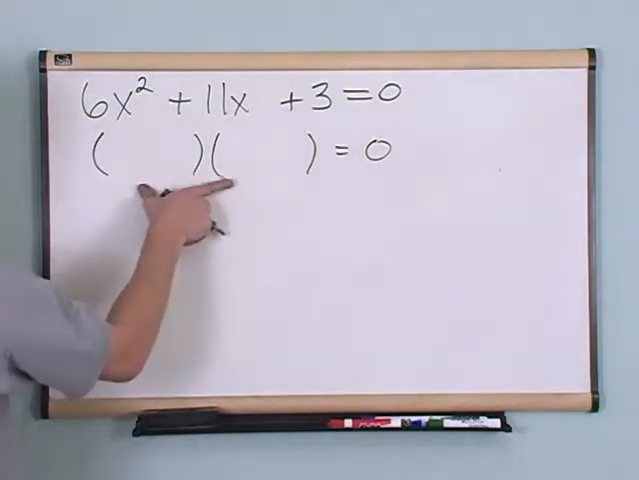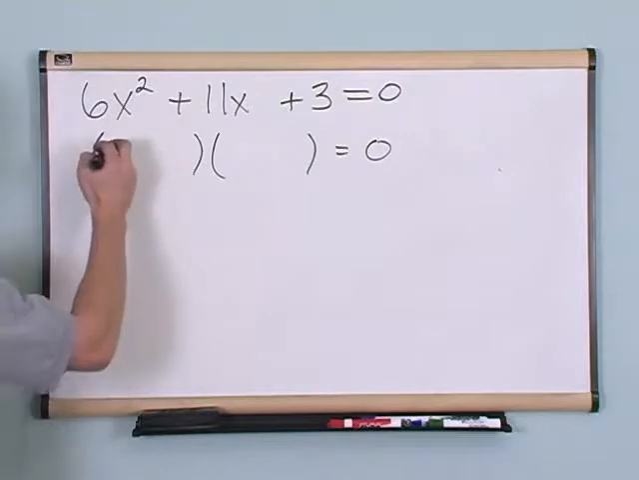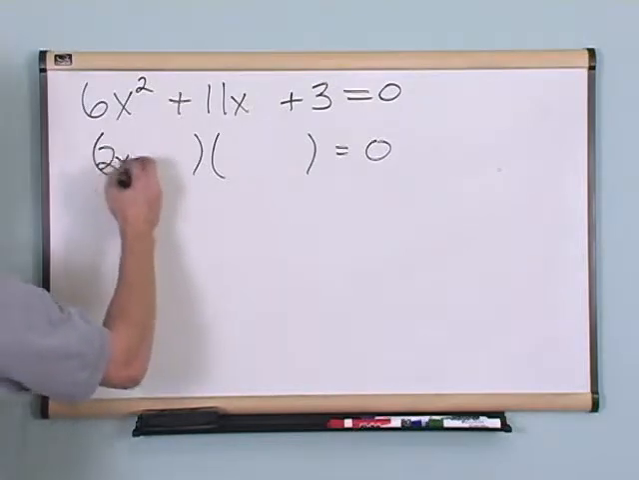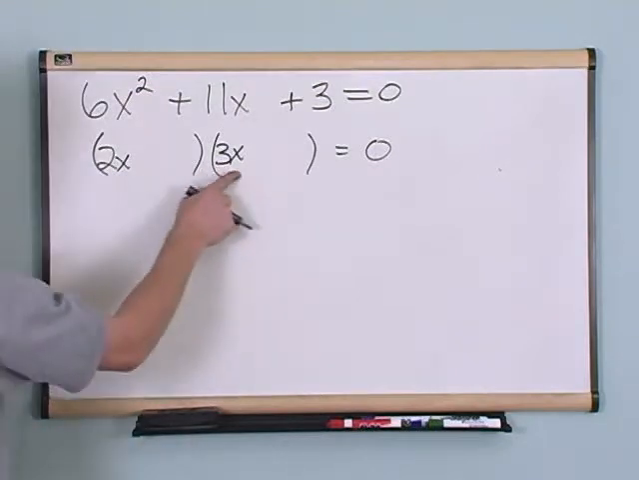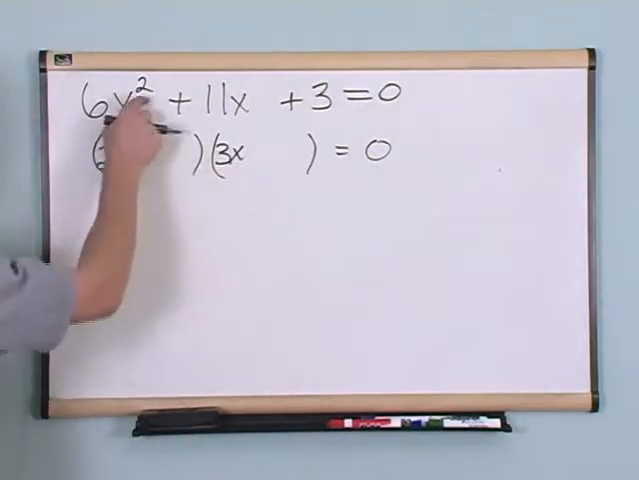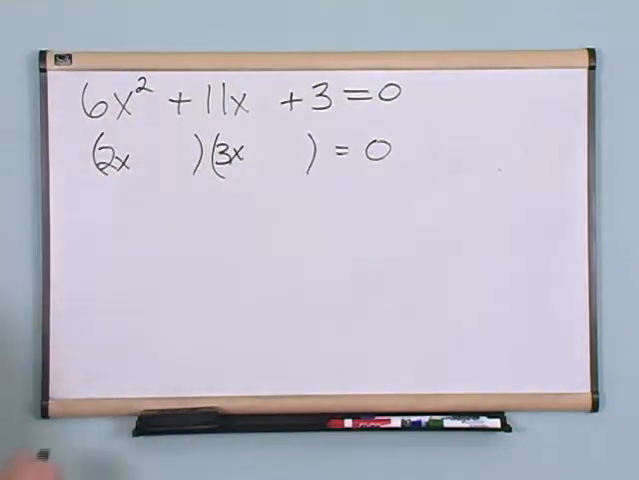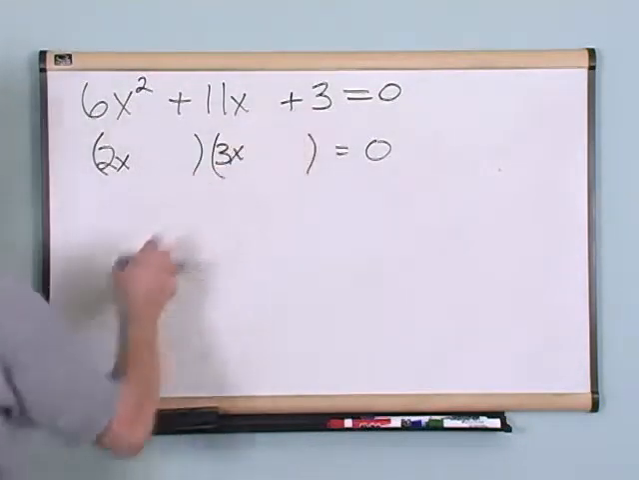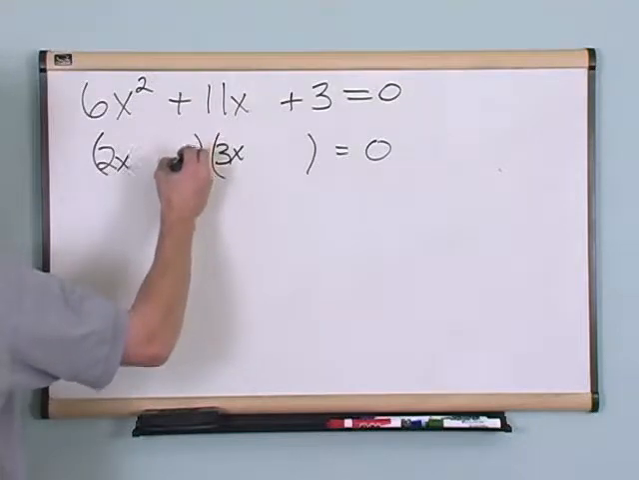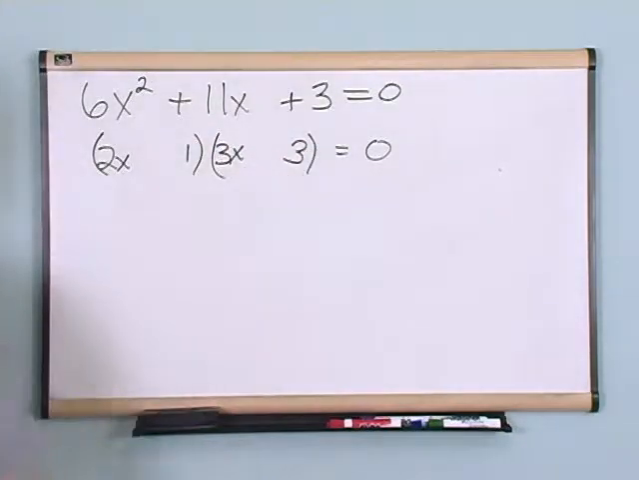I need to find the first two terms that will give me 6x squared. So I'm going to use 2x here and 3x here. 2x times 3x gives me 6x squared. So that works out. Next, I need to find the last terms. This times this needs to give me 3. The only two things that can be multiplied together to give you 3 are 1 times 3 gives me 3.